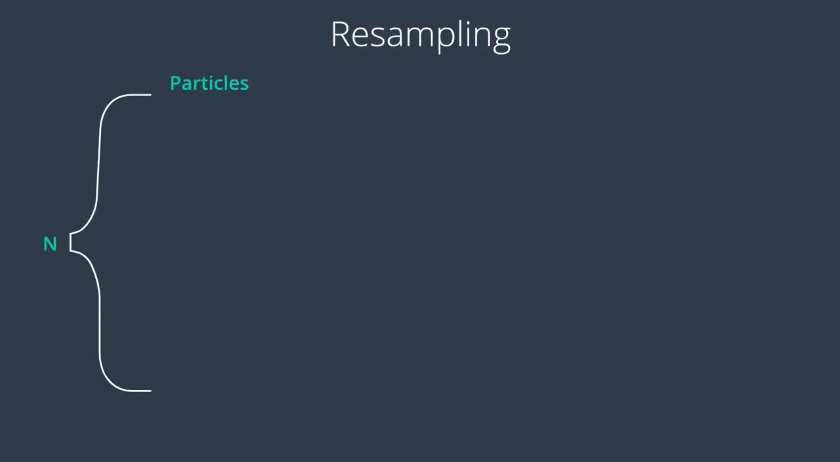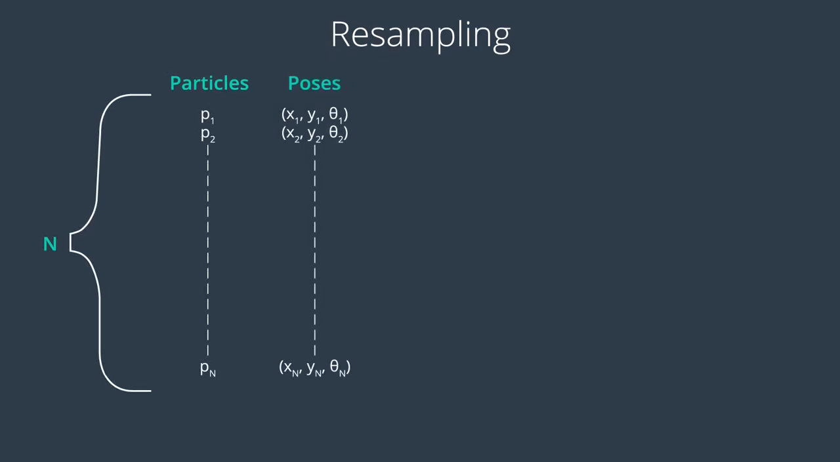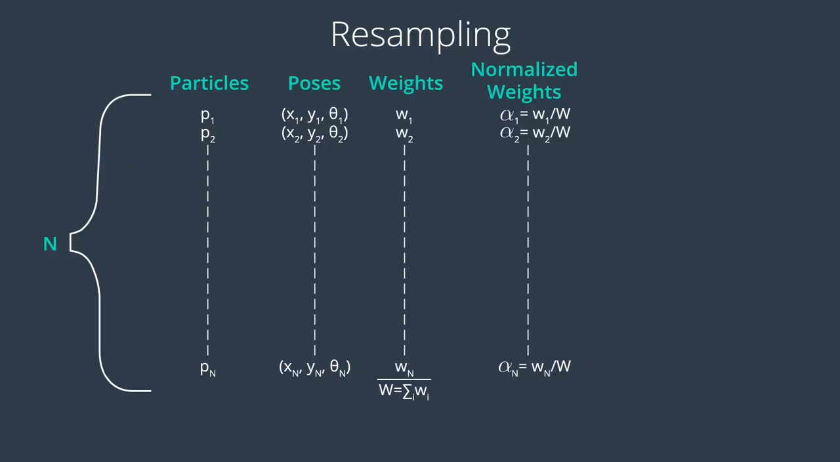Given a set of n particles, ranging from 1 to n, each particle has a pose composed of an x position, y position, and theta orientation. In addition to the pose, each particle has a weight denoting how close the particle is to the robot position. Let's sum all of these weights and call the sum capital W. Then, let's compute the normalized weights, alphas, by dividing each weight by the normalizer capital W. Alpha is the probability of each particle being selected from the whole. The sum of all the alphas is equal to 1.